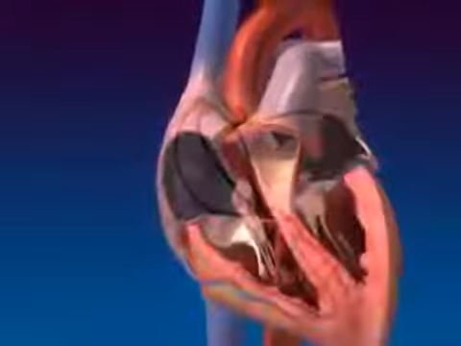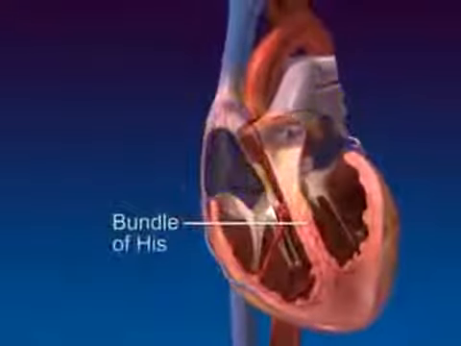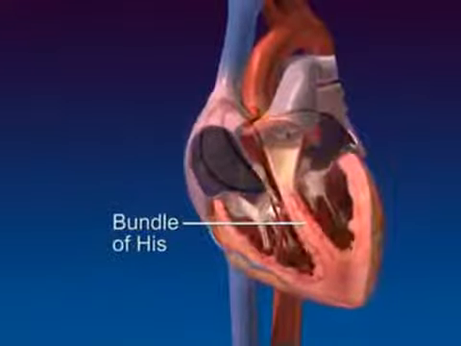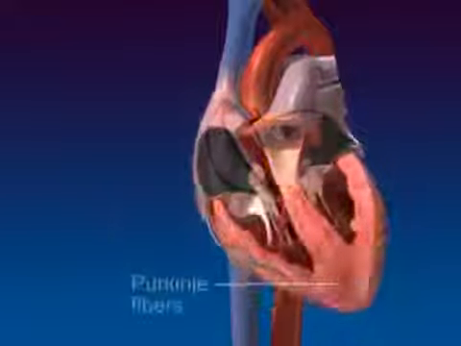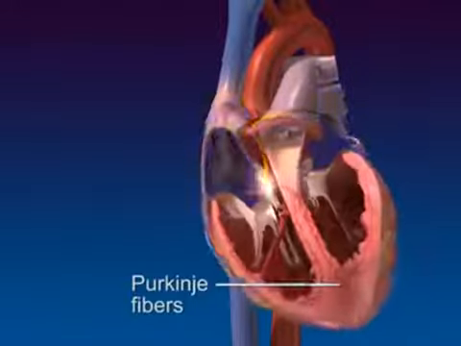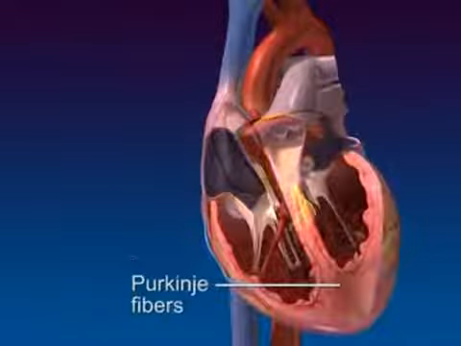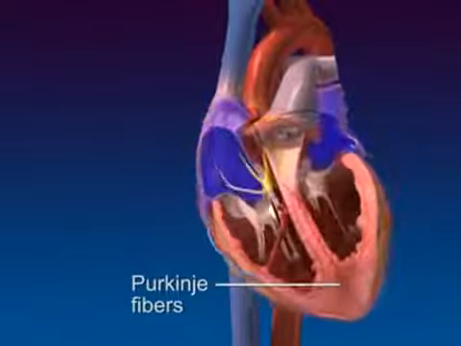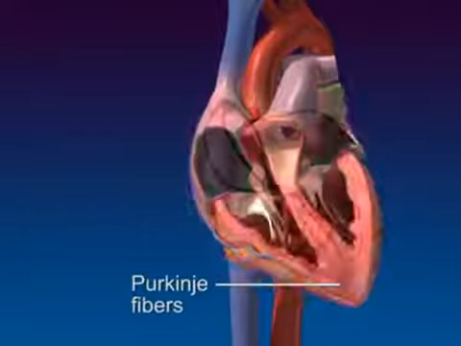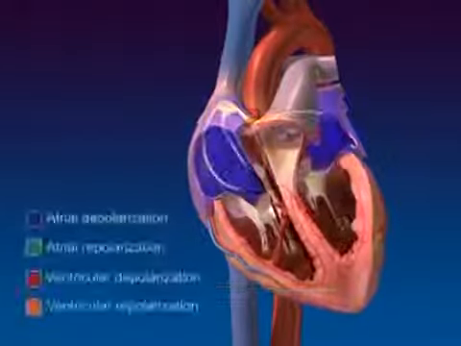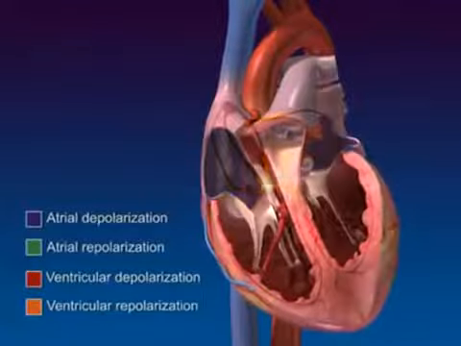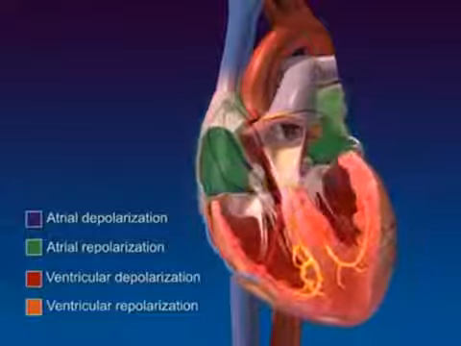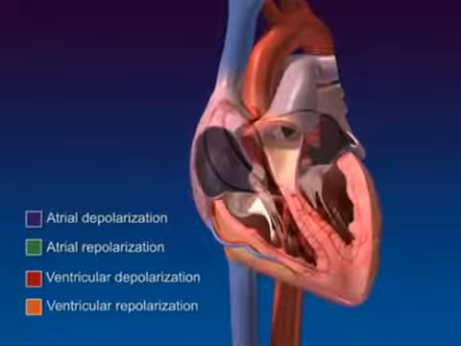The impulse travels quickly through the bundle of His within the interventricular septum. The bundle branches into smaller Purkinje fibers that radiate throughout the ventricles. Action potentials travel quickly through the Purkinje fibers, then spread to the surrounding ventricular myocytes via gap junctions. Depolarization triggers contraction. Repolarization triggers relaxation.